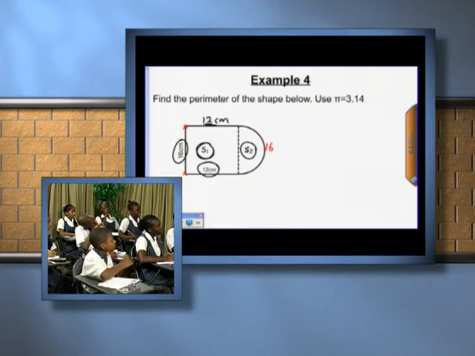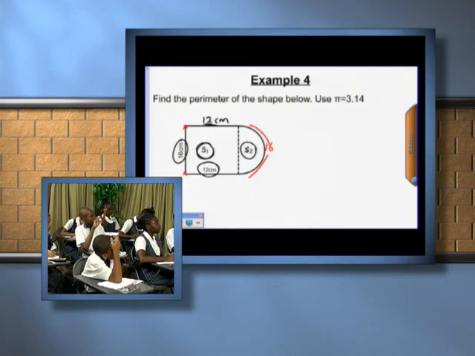Is this a straight line here? No, sir. This is not a straight line, this is a curve. So we cannot do the same thing. We have to go and find what is the circumference here. Okay? Good, so we're going to find what is the circumference there.